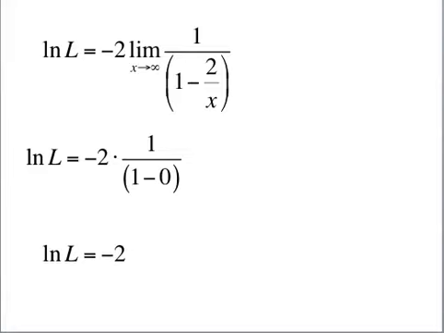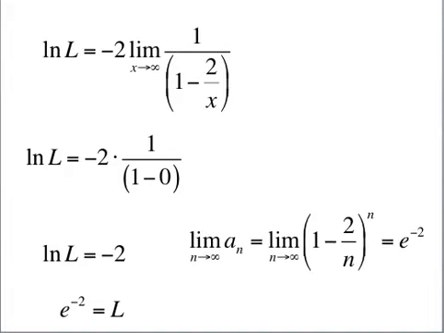So if log L is negative 2, then e to the negative 2 equals L. And if you remember back to our original question, what was that? That was the limit as n goes to infinity of a sub n. The limit as n goes to infinity of (1 minus 2 over n) to the n equals e to the negative 2.